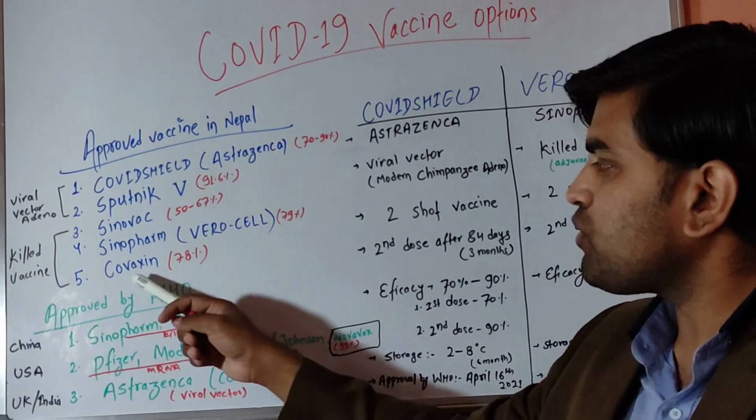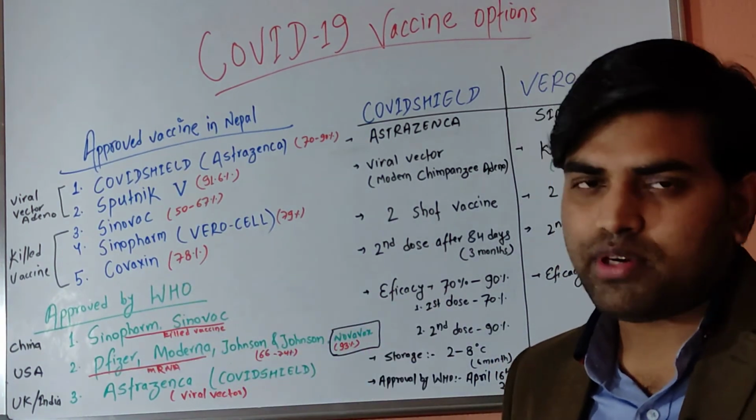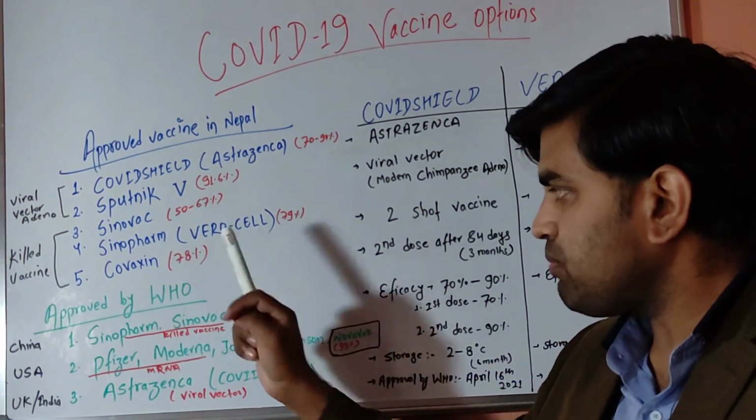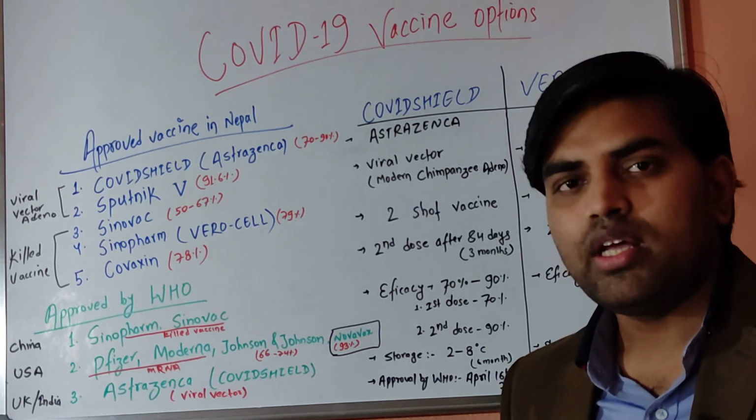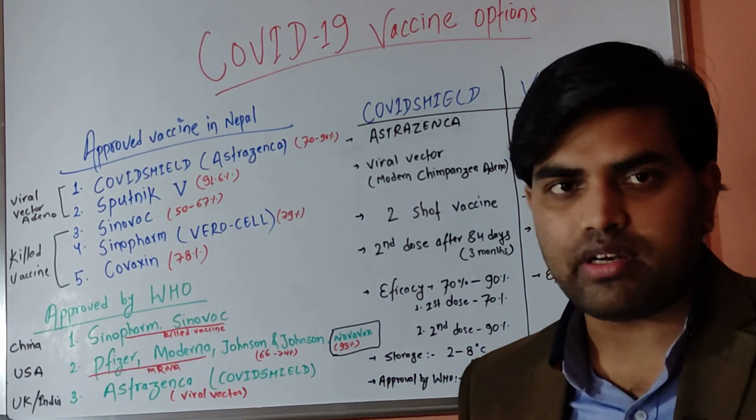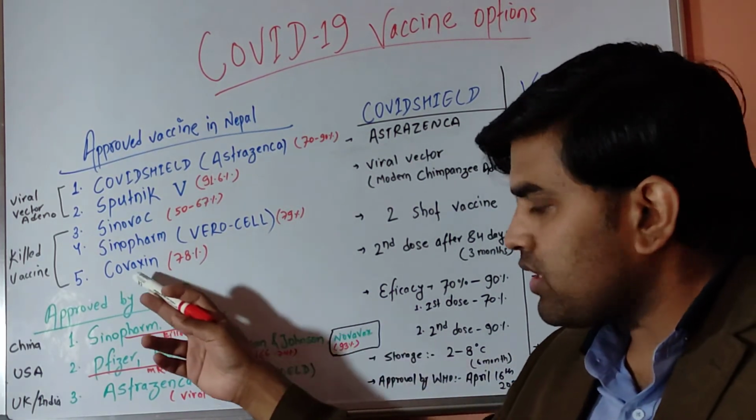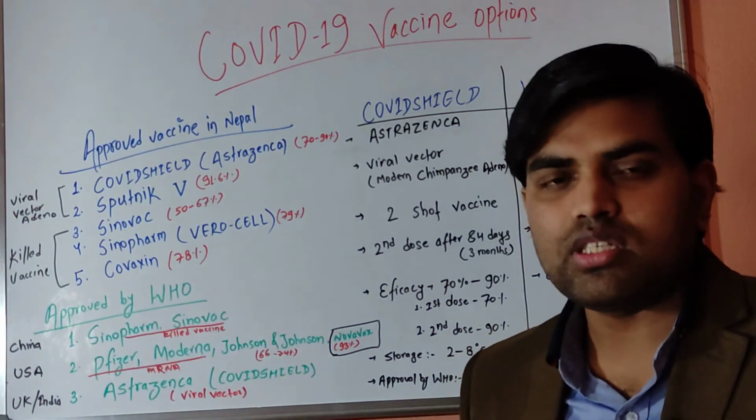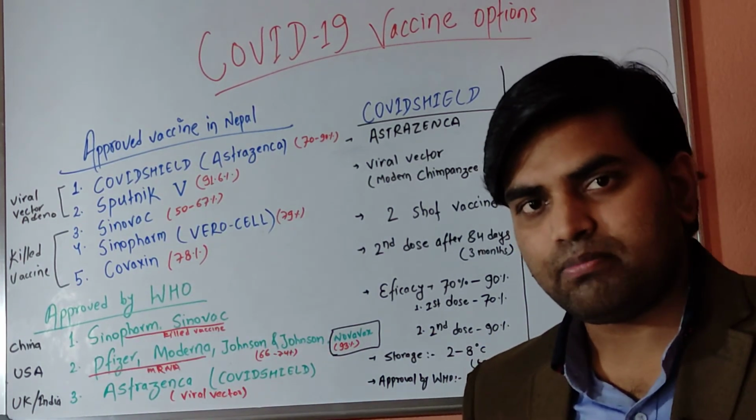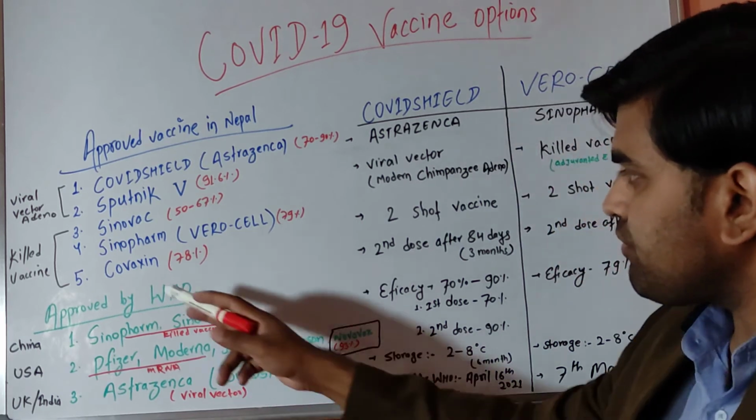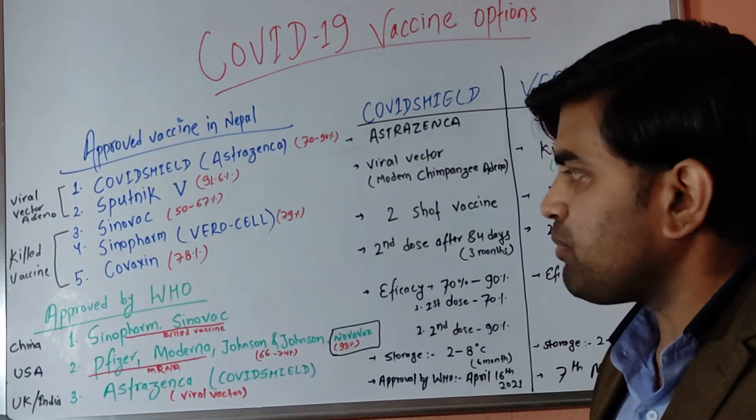Okay. Now another is Covaxin, that is made in India by Bharat Biotech, and it has been found to have 78% efficacy. That is also one of the good things, and they are even trying to give it to children. So this is also one of the killed vaccines, and since it is killed, it is a safe vaccine. So its efficacy is 78%.